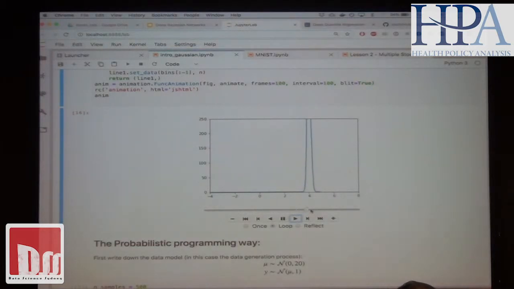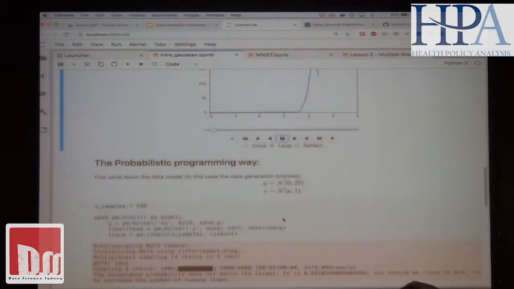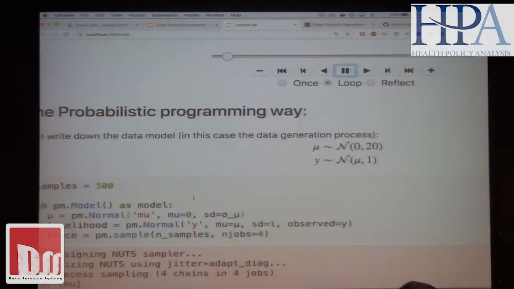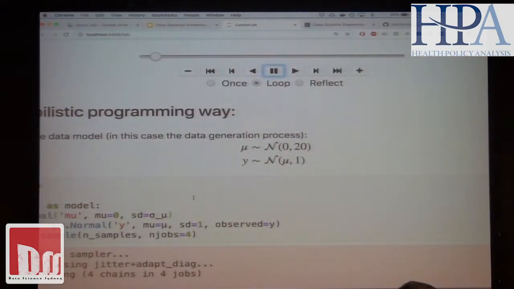Okay, so that was a mathematical way of doing this. I manually found the equations to get the mean and the variance. Let's try and do this the PyMC3 way. So the PyMC3 way, you need to write down the model.